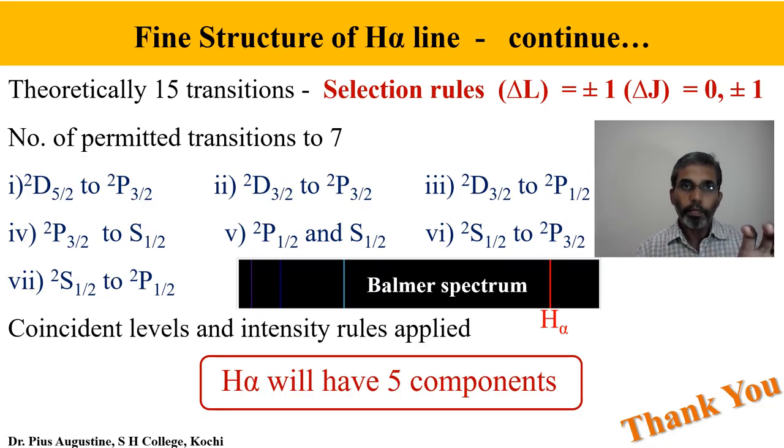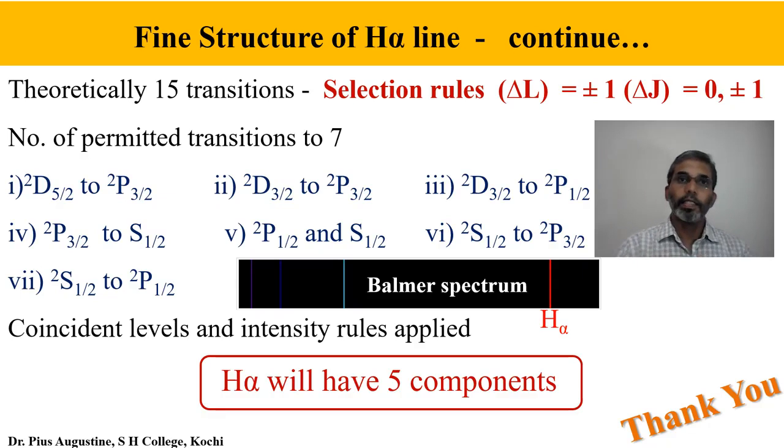So a few of them are coincident levels. Out of these various 7 transitions shown, some of them are coincident levels and will give identical transitions and cannot be distinguished. So coincident levels are those levels where L values differ by unity, but J values are the same. Also, we can apply intensity rules. That is, some of these lines will be very intense, some of them will be very weak.